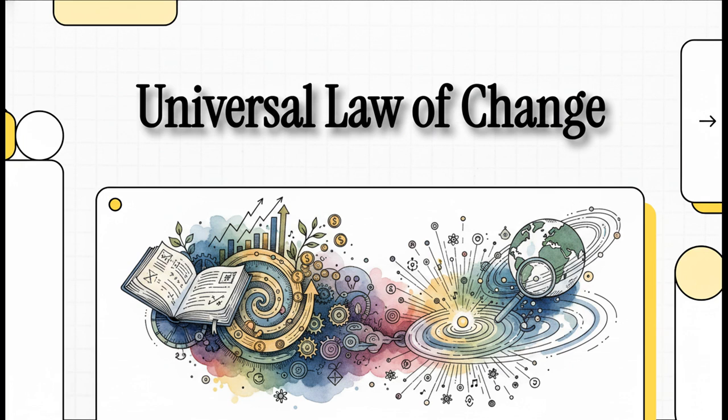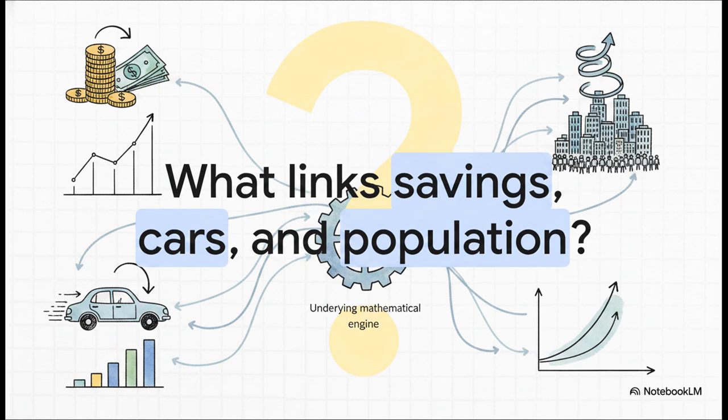Think about this for a second. What does your savings account, that car losing value in your driveway, and the booming population of a major city actually have in common? Honestly, most people would say absolutely nothing. But, as you'll see, they are all driven by the exact same underlying mathematical engine.